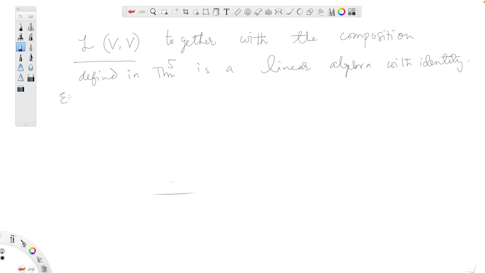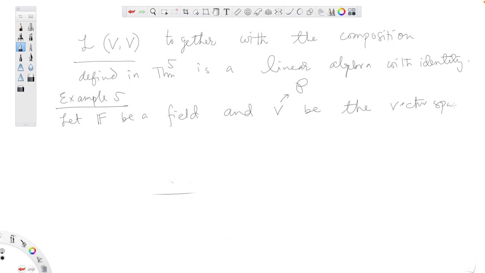Good. Now I'll give you an example at this stage, which is Example 5. Let F be a field and V be the vector space of all polynomial functions from F to itself. V is the vector space which we denoted earlier by calligraphic P. Now we are using a different notation for the same vector space. V is the vector space of all polynomial functions from F to F.